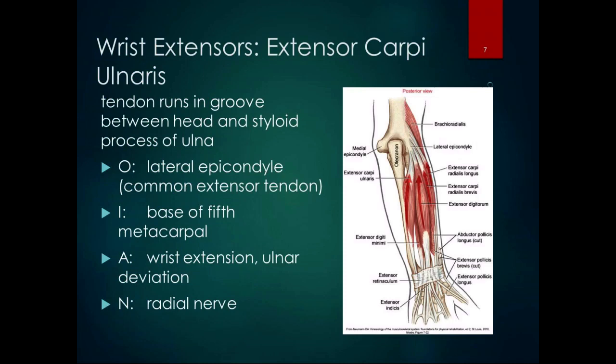The tendon runs in a groove between the head and the styloid process of the ulna. You can actually palpate that groove, which is kind of cool. It gets the common extensor tendon, lateral epicondyle, for its origin. It inserts on the base of the fifth metacarpal, over there on that ulnar side, so it does ulnar deviation. Wrist extension and ulnar deviation, but we already knew that from its name. And it gets the radial nerve.